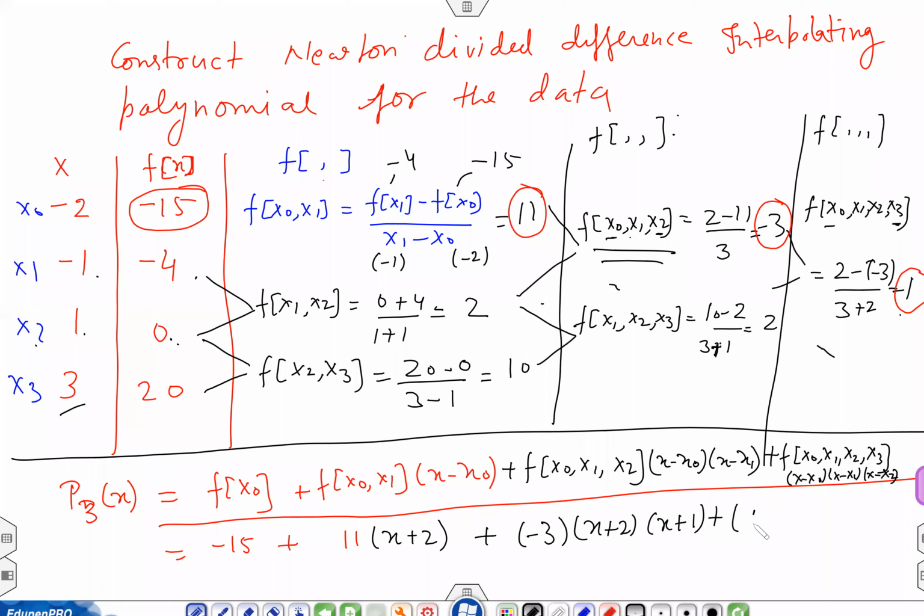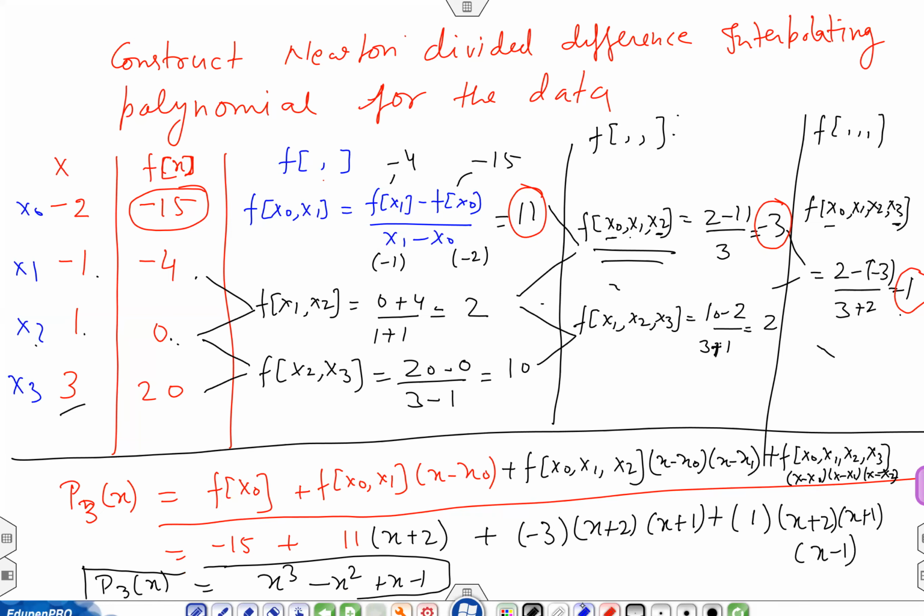So the value is coming out to be 1, times x plus 2, x plus 1, x minus 1. Whenever you simplify it, you are getting a polynomial x cube minus x square plus x minus 1. Okay, so this is a 3rd-degree polynomial you are getting. So this is the Newton divided difference interpolating polynomial.